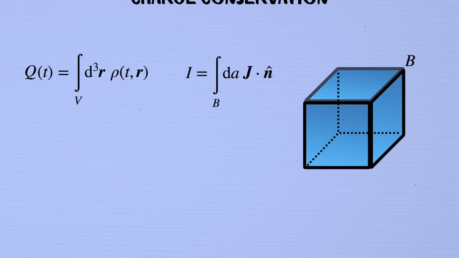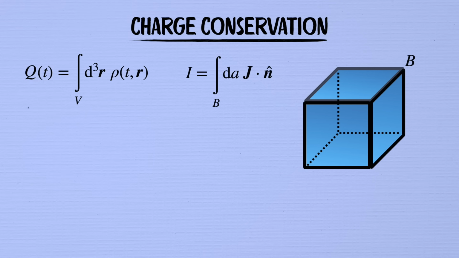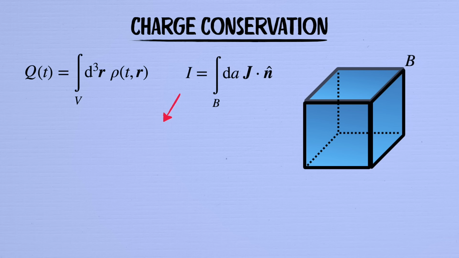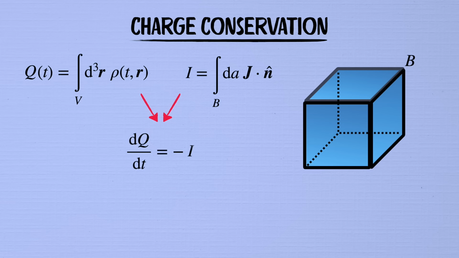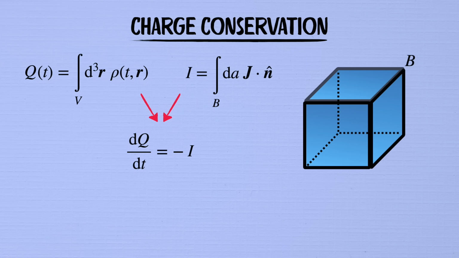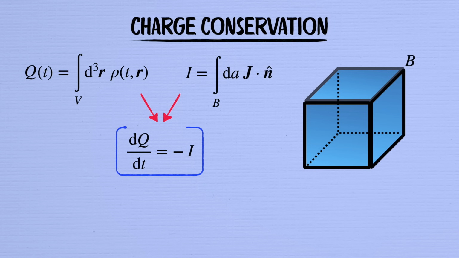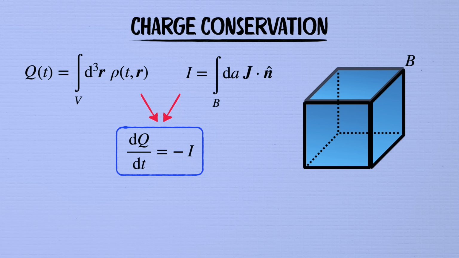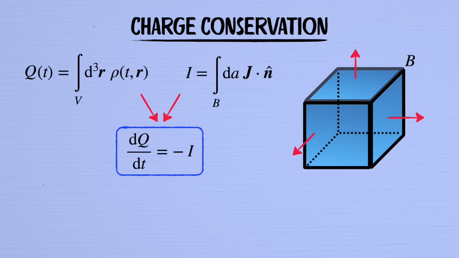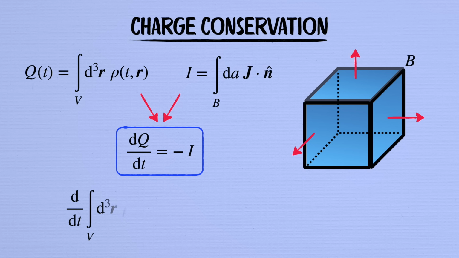Which brings us back to charge conservation. Local conservation of charge is the statement that if charge I per unit time flows out through the boundary surface, then the amount of charge inside the volume of the box goes down at that same rate. dQ by dt equals minus I. This is the mathematical statement of charge conservation. Again, the minus sign is there because we defined positive I to mean that current is flowing out through the boundary, in which case the amount of charge inside the box is decreasing at that same rate. Spelled out, the charge conservation equation looks like this.